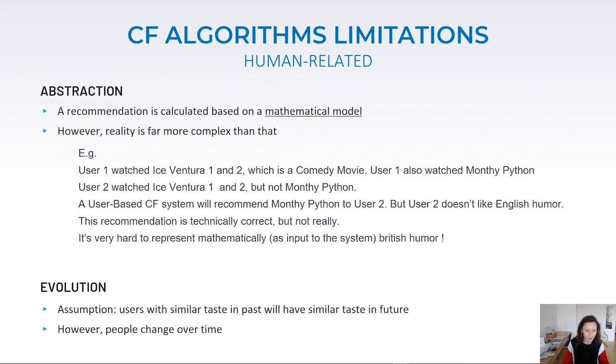Another problem is evolution. Users change taste over time, and a recommender system keeps track of all those previous decisions you make. So if when you turn a certain age you start liking a different kind of movie, for example, you liked sci-fi before and you're switching towards comedy, the system will still recommend you sci-fi because you liked it in the past.